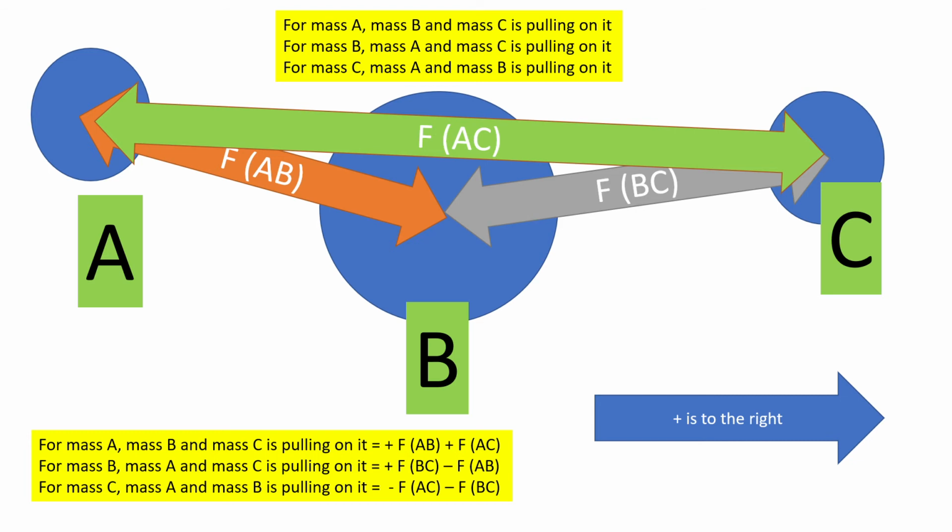For mass C, it is going to the left. So if you focus on mass C, the force between A and C will be negative F brackets AC, going to the left. And again, focusing on object C, the force between B and C is again negative, and that's why it is minus F brackets BC.